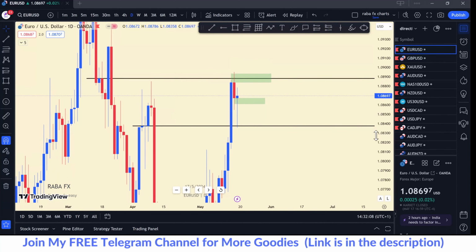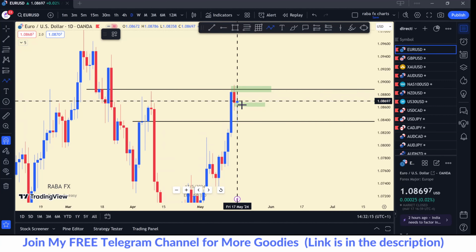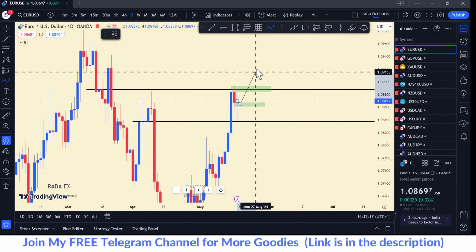So this is what I have on Euro USD. Nothing much, but as time goes on, we're going to get more data. So what I'm expecting is a bullish move. Okay, we continue bullish.